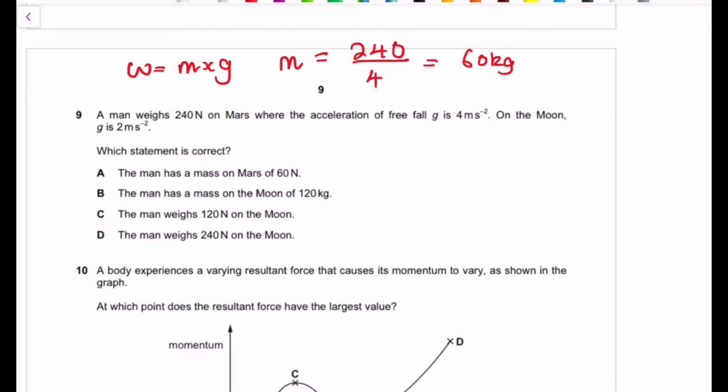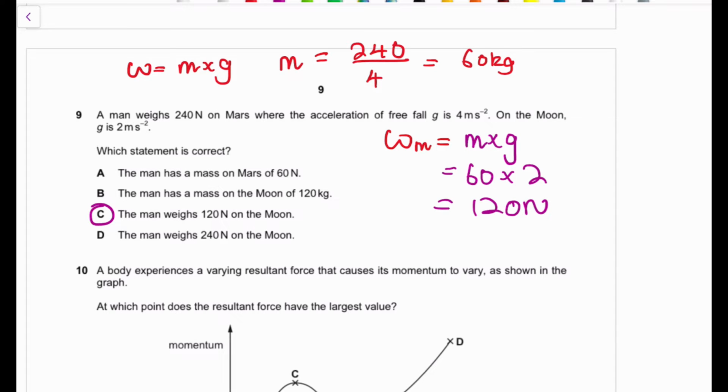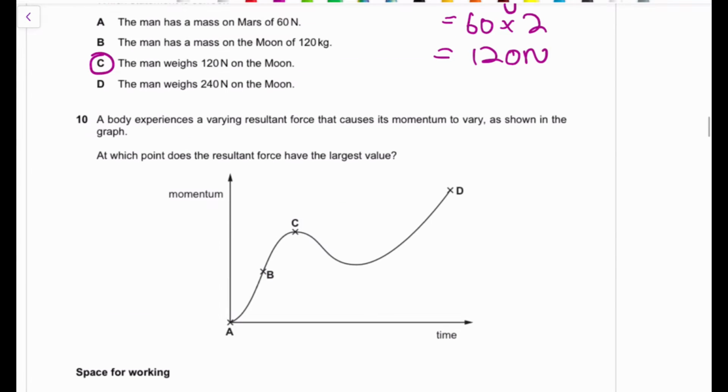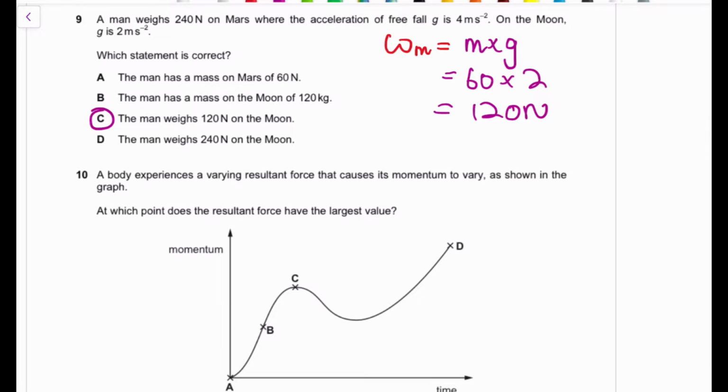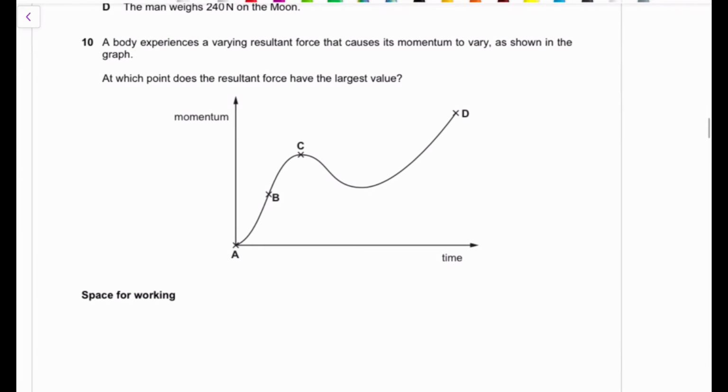But when you go on the moon, what is his weight? Well, the weight on the moon is going to be the mass of the person multiplied by the value of g. The mass is 60 multiplied by 2. You're going to get 120 newtons. So the answer is going to be C. The man will weigh 120 newtons on the moon. Very exciting, right? He gets to travel from Mars to the moon. Very exciting time for Rob.